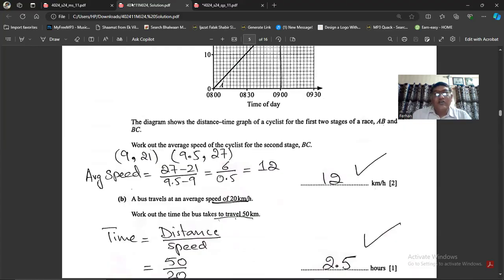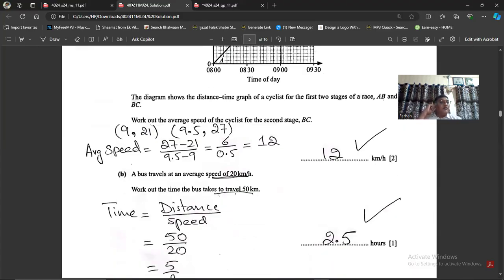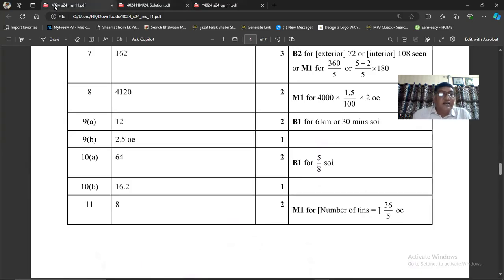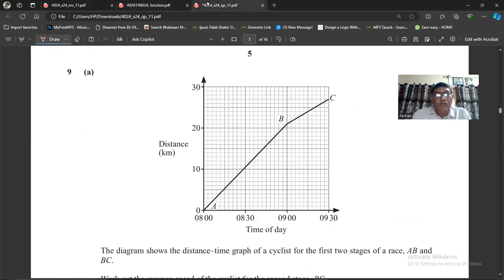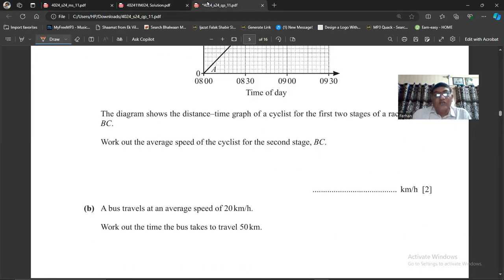Okay, so the average speed will be the total distance traveled divided by the total time taken, and that will be 27 minus 21, that is 6 kilometers, from 9.5 minus 9, so that is 0.5 hours. When you divide 6 by 0.5, you will double it actually. So the answer is 12. So the average speed is 12 kilometers per hour. Okay, so that was how you do the first part.